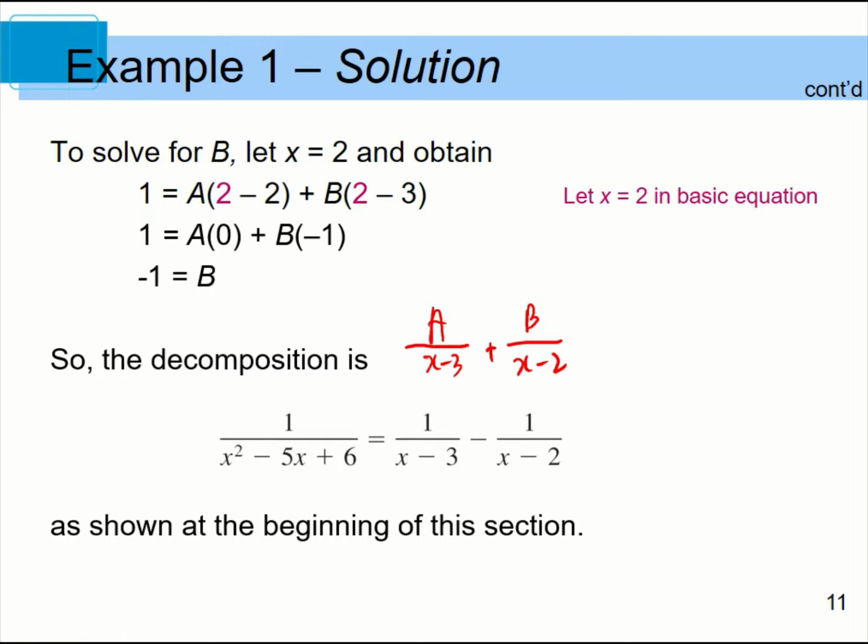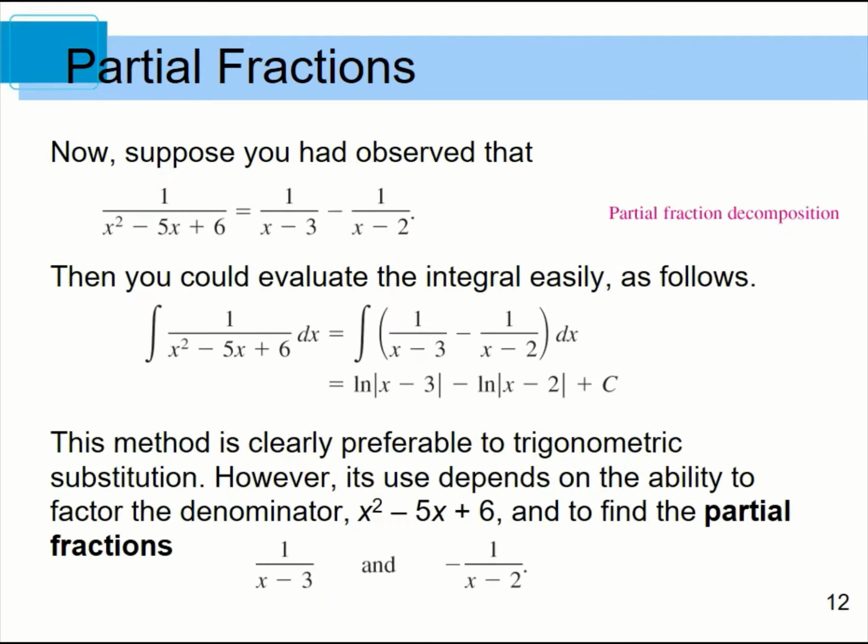Next, we are going to use this method to integrate 1 over x squared minus 5x plus 6. First, we decompose it into 1 over x minus 3 minus 1 over x minus 2. Then we integrate them separately.